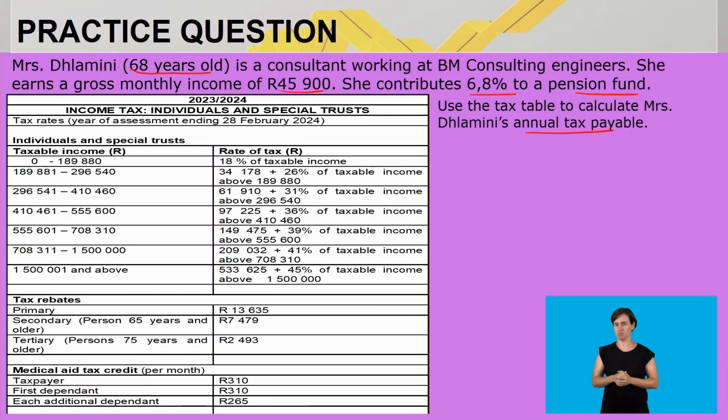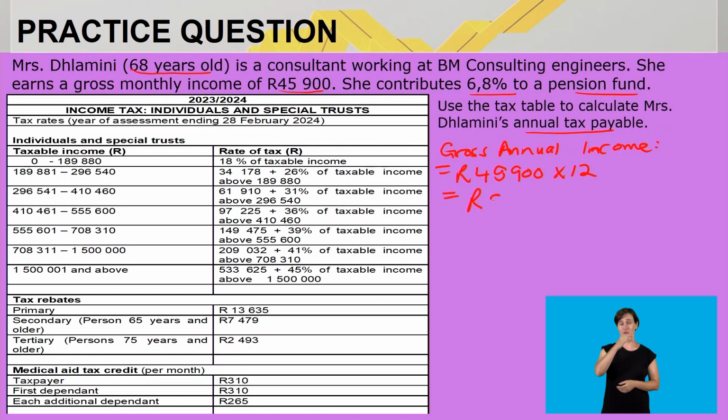So to get the gross income per annum, I need to take the gross monthly income and multiply that by 12. So let's do that. Gross annual income, I'll start with that first. I'll take the 45,900 Rand and multiply that by 12 to take it from monthly to annually. 45,900 multiplied by 12 will give me a gross annual income of 550,800 Rand. Are we clear?